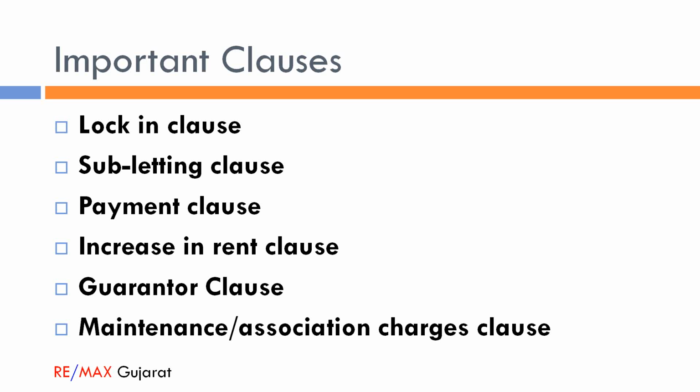Another is the subletting clause. It is common practice to specifically prohibit subletting. Otherwise, the landlord would lose control over what kind of people are allowed to stay in the property. If subletting is not prohibited, the occupant may sublet the property to undesirable people on whose conduct there will be no control of the landlord.